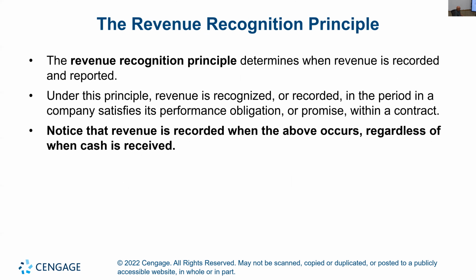That is the revenue recognition principle. Revenue is recognized, that is when we record it, we put it into our journal entry as a revenue, in the period a company satisfies its obligation or promise within a contract. That's what I've been saying there, is when the service has been performed, or the goods have been delivered. That's its performance obligation. Revenue is always recorded then. If they paid us then, yes, then we would record cash also. If they did not pay us then, they're going to pay us later. Remember, that is an accounts receivable.